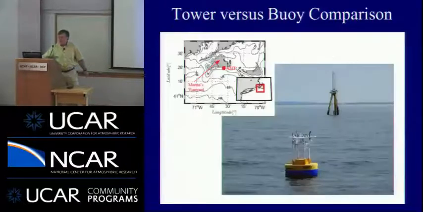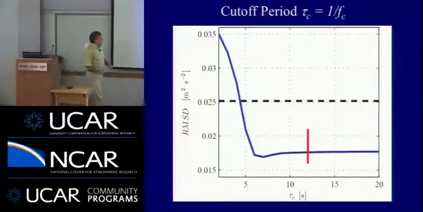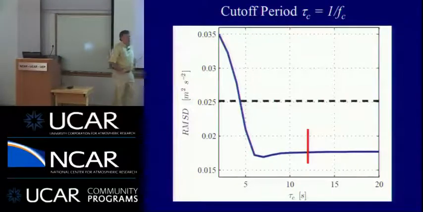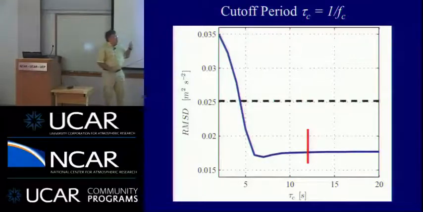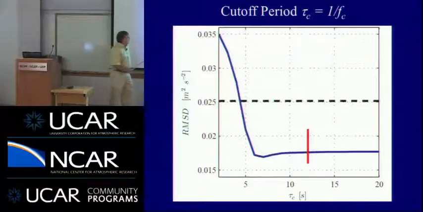So here's what we did. All right. What we wanted to do first was determine the optimal cutoff frequency for this particular setup in hopes that we could apply that to all sorts of cases. What I'm showing here is the RMS difference between the tower fluxes and the buoy fluxes, okay? And what's interesting here, a couple things to point out. This black dashed line is the RMS difference you would get if you didn't do any motion correction at all, right?